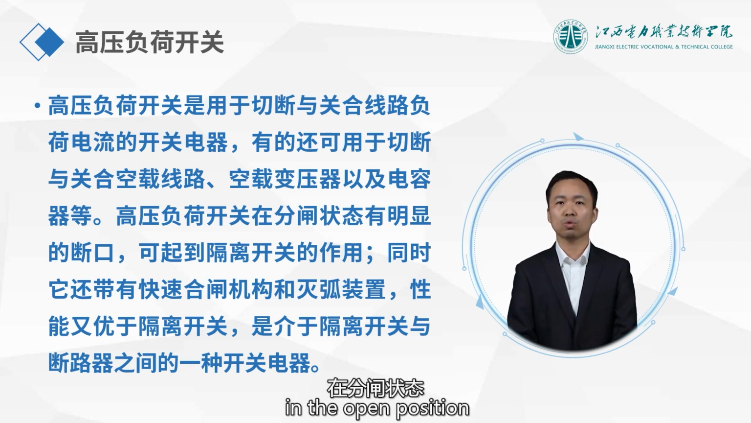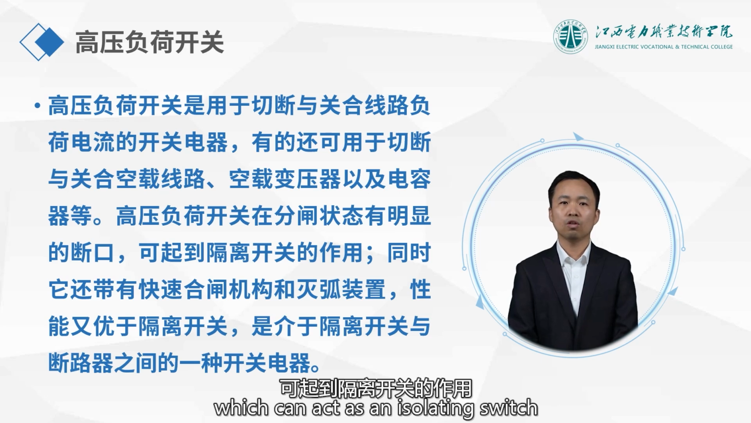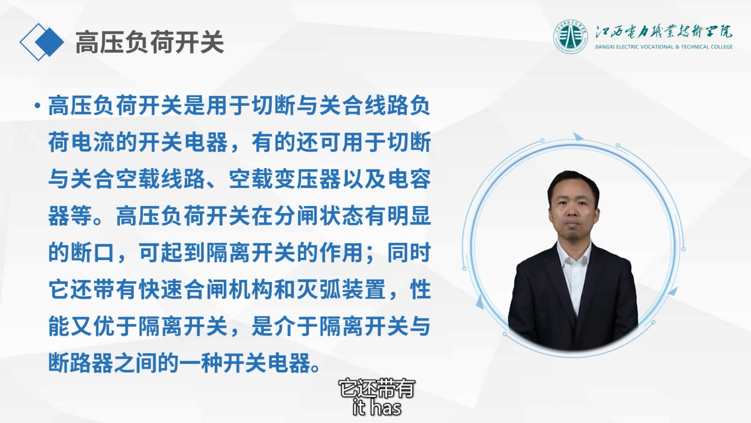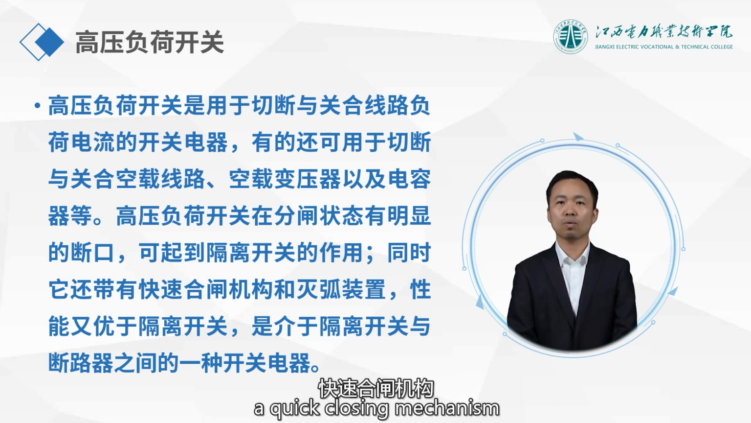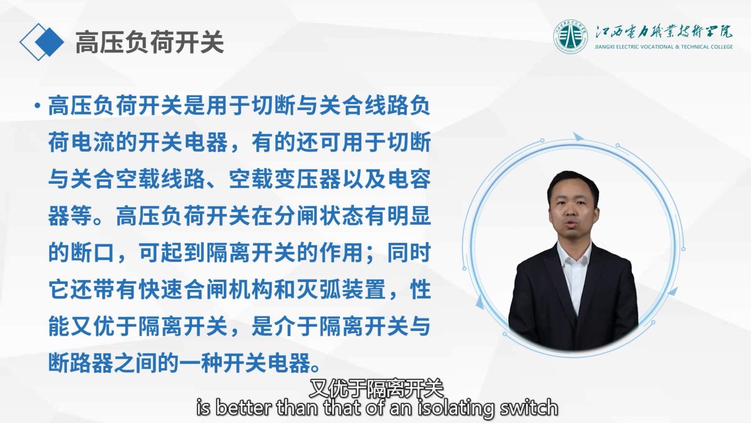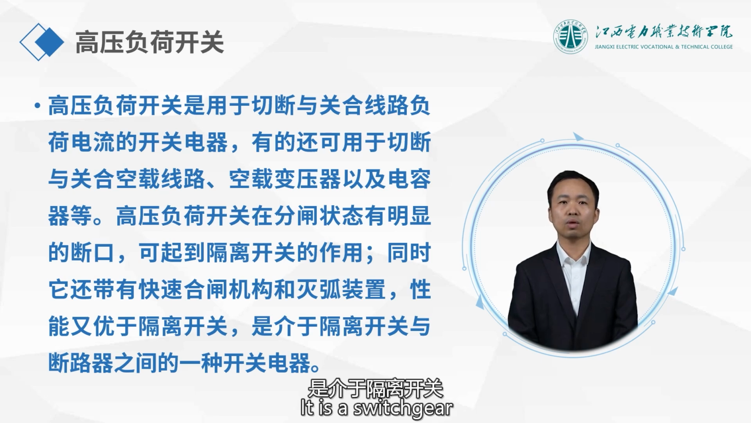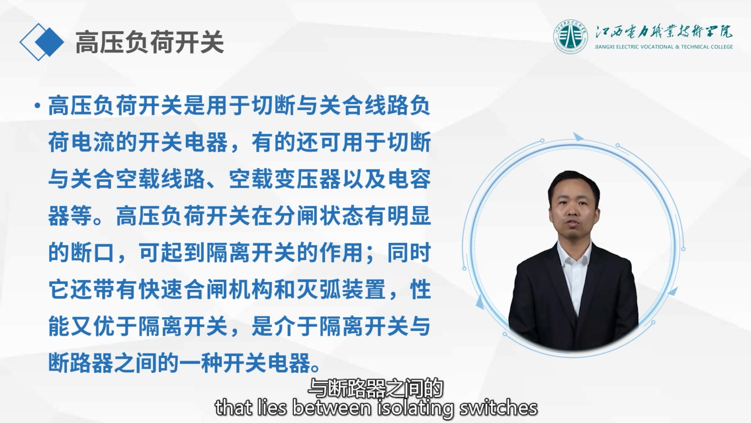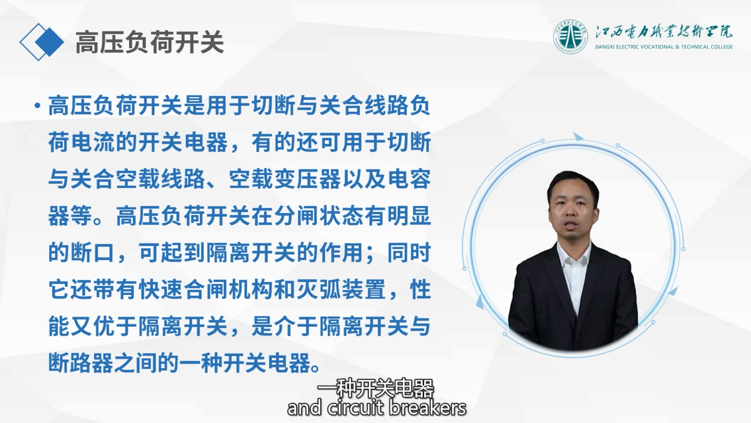The load switch in the open position has a visible break, which can act as an isolating switch. At the same time, it has a quick closing mechanism and arc extinguishing device. Its performance is better than that of an isolating switch. It is a switchgear that lies between isolating switches and circuit breakers.